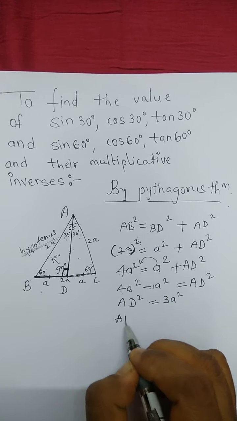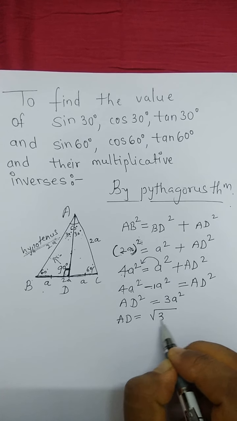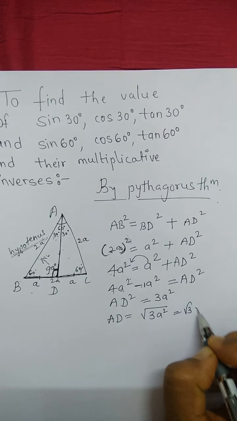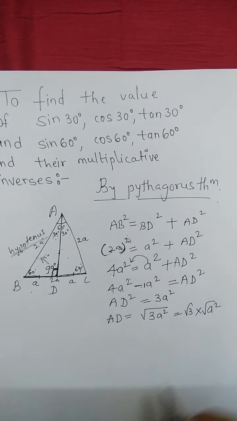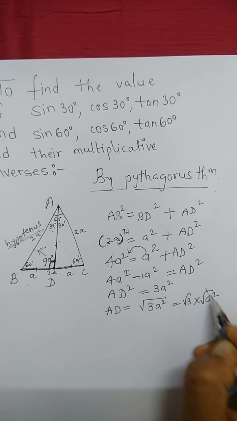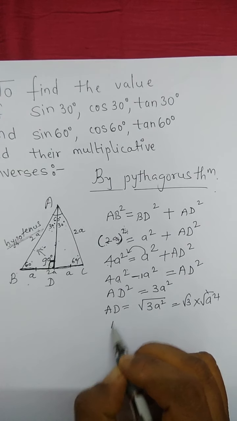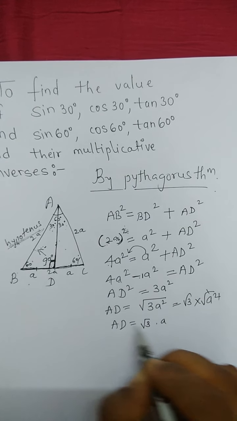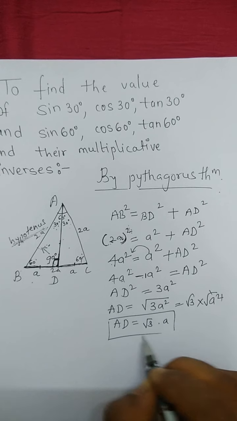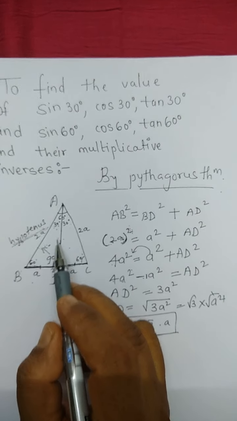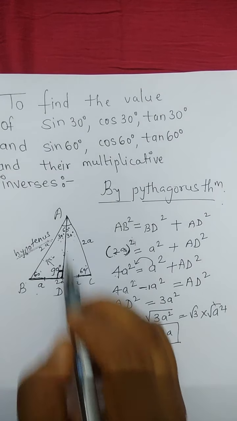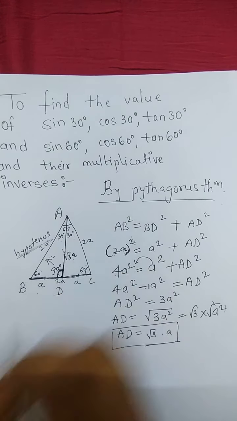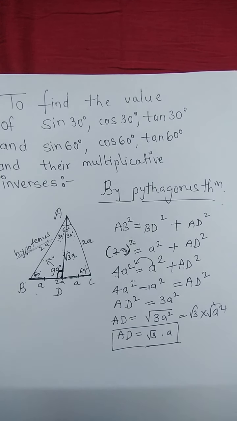So AD will be equal to square root of 3a square. So I can write it as root 3 into root a square by separating. Okay. So square root cancel. So AD is equals to root 3 into a. This is the value of this perpendicular side AD, that is root 3a. So this will be root 3a. Okay. Now what we have to do?